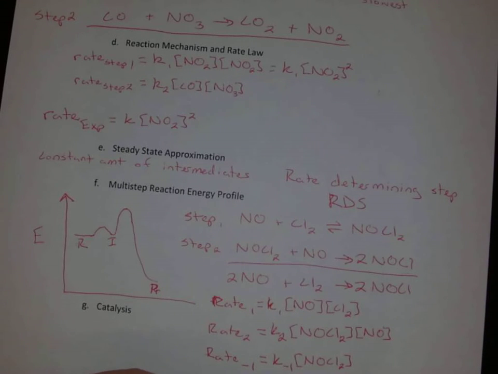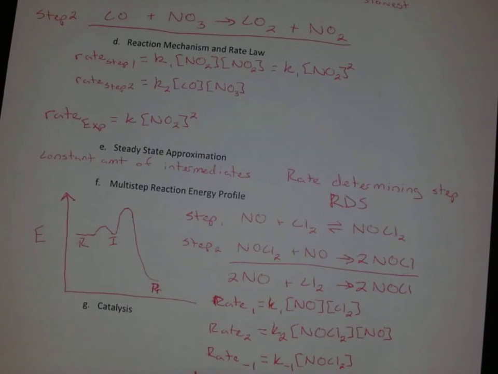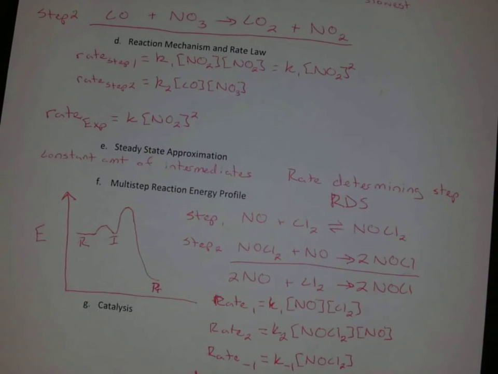Okay, so I'm going to do small k1 times NO concentration times Cl2 concentration is going to be equal to k minus 1 times NOCl2. Then I can solve for my NOCl2, right? That's what I wanted to get rid of in my rate 2 expression. So I will divide both sides by k minus 1. And now I know that my NOCl2 concentration is going to be equal to k1 over k minus 1 times NO concentration times Cl2 concentration.